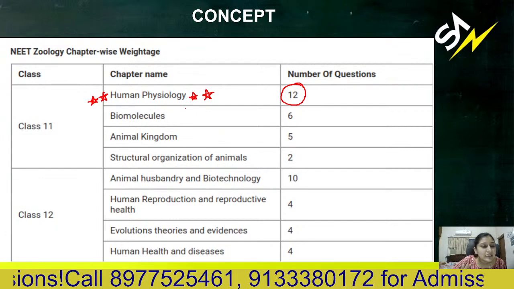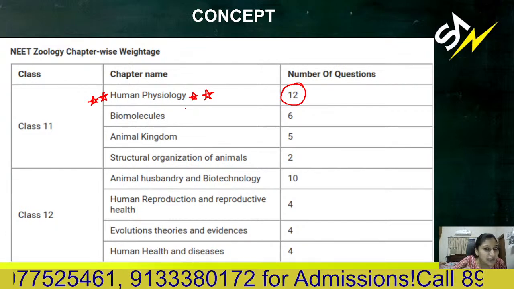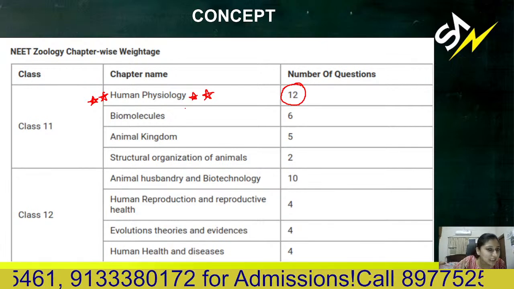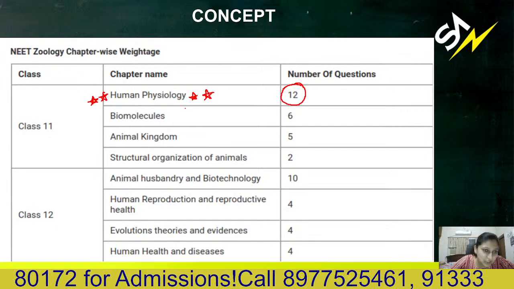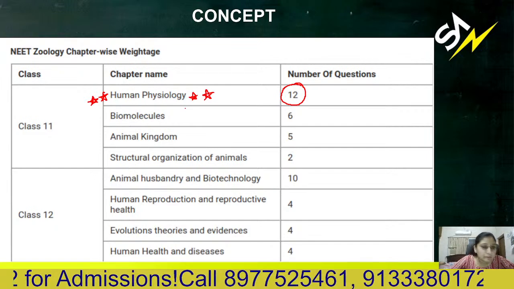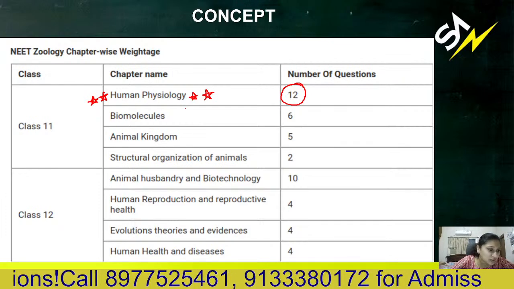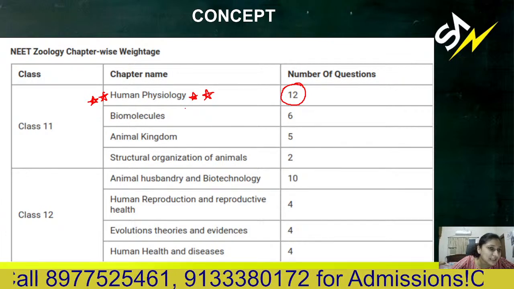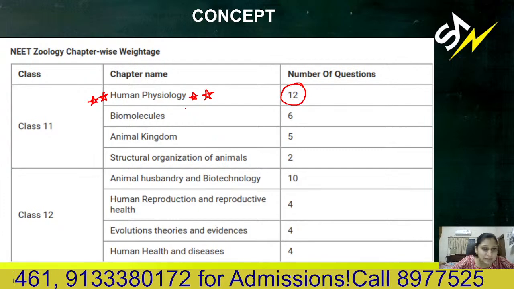See, NEET is always, you can say, unpredictable. Something we can predict, but something is always unpredictable. In the year before last, that is 2021, they did not ask any question from one chapter of human physiology. So this can happen. You can't assume this thing, you can't predict this thing. So it is acceptable.